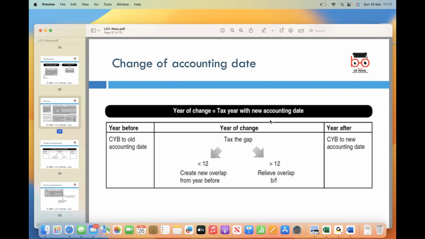If the accounting period is less than 12 months, a new overlap is created starting from the year before the change. If the accounting period is 12 months or more, then the overlap profit from the previous years is relieved. For the year after the change in accounting date, the basis period starts from the day after the end of the accounting period in the year of change and ends at the new accounting date.